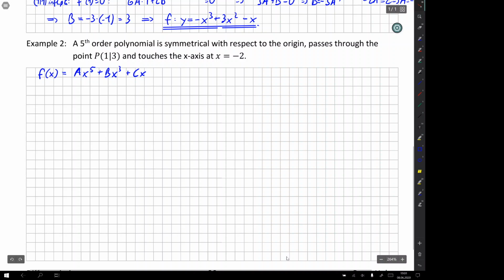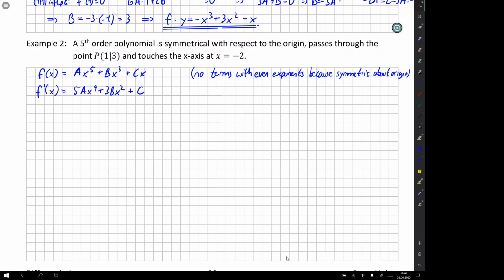Since we know it touches the x-axis, we'll need the first derivative. So find the first derivative. Here it comes. And now let's find the equations. Try it on your own for a moment. There are three unknowns, a, b, and c, so we need to find three equations. Here they come. The first one is that the point P lies on the graph, so f of 1 is 3. We get this equation.